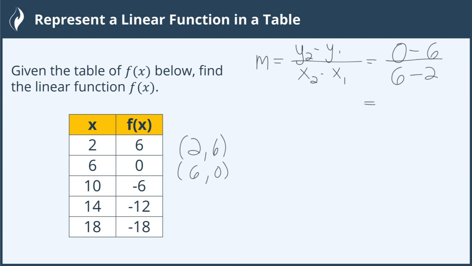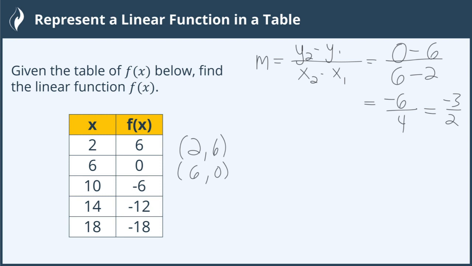So on the top, 0 minus 6 is negative 6. On the bottom, 6 minus 2 is 4. And I get negative 6 over 4. I can simplify that by dividing both by 2, and that gives me negative 3 halves as my slope.